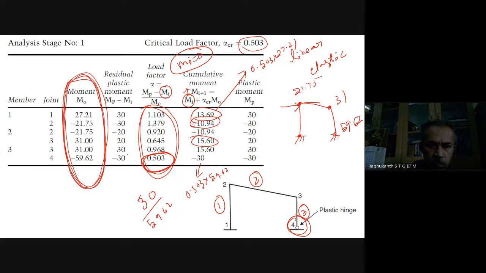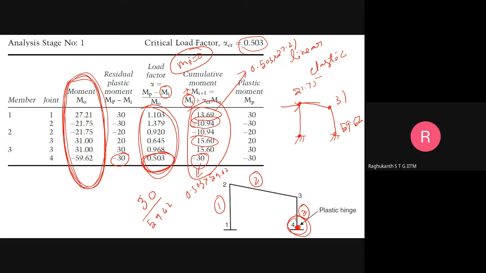Okay. Now here the plastic moment is minus 30. Here also it has reached minus 30. So now this has become a plastic hinge actually. And these are the residual, whatever the remaining. So now the plastic hinge is formed. Now what you have to do? Still the frame is not going to collapse, because it will still support the load itself.